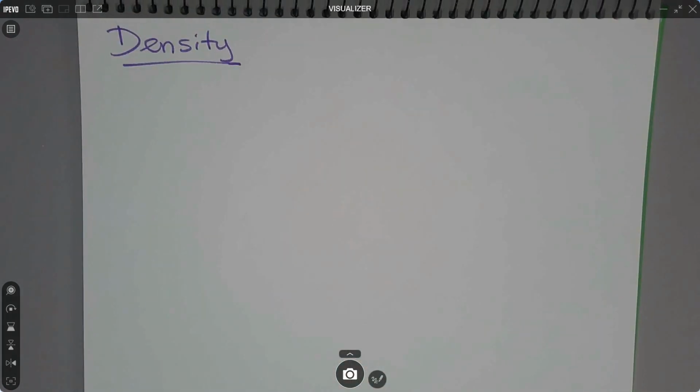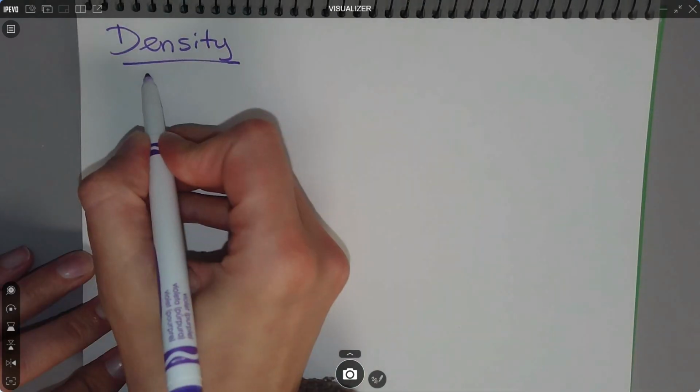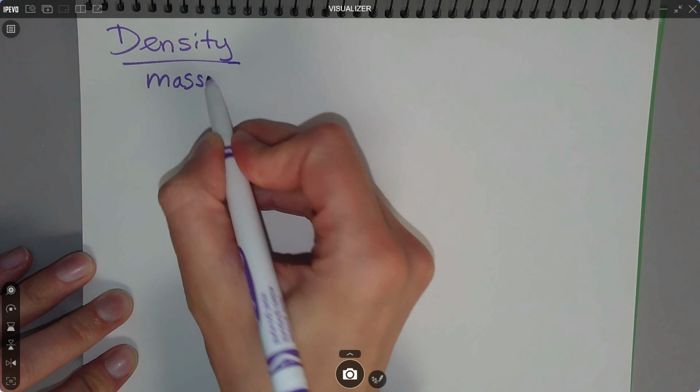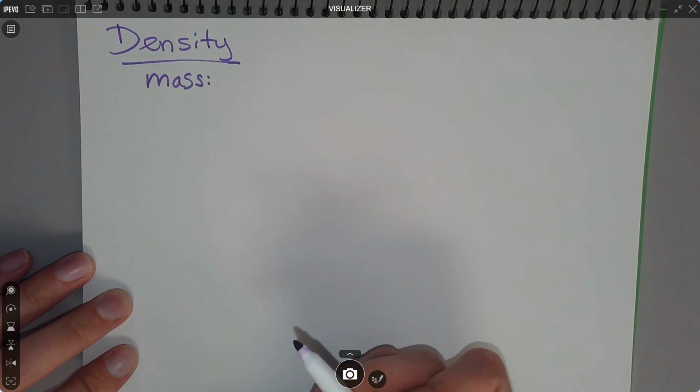Okay, so this is going to be your density notes. The first thing that we're going to talk about here is mass. What is mass? Weight. Be careful. Particles. There's people in the world that will get really mad at you if you try to tell them that mass and weight are the same thing. Particles in your body. Particles.